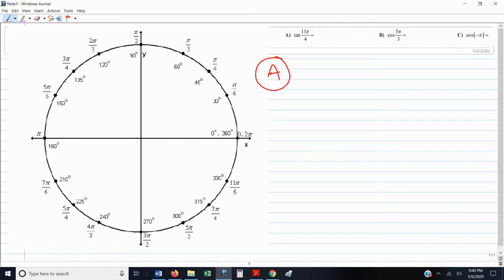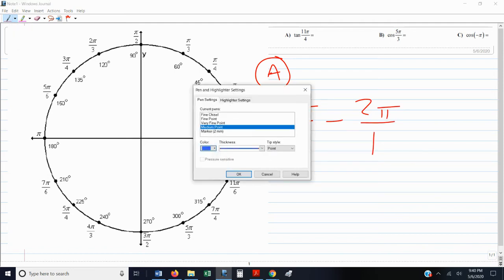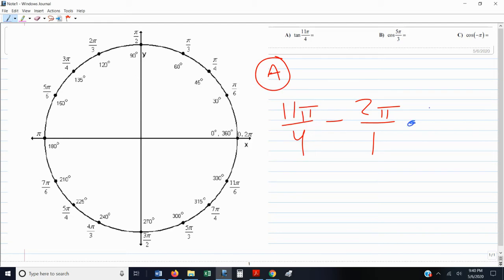11 pi over 4 is actually almost 3 pi, right? Because 4 goes into 11 almost 3 times. So we know that we would have to find a positive coterminal angle. We could subtract 2 pi. This has all been done in previous videos, so I won't talk too much about this. Our common denominator would be 4, and we've got 11 pi over 4 minus 8 pi over 4, which is 3 pi over 4. So we know that we are here. Again, that has all been talked about in previous videos.